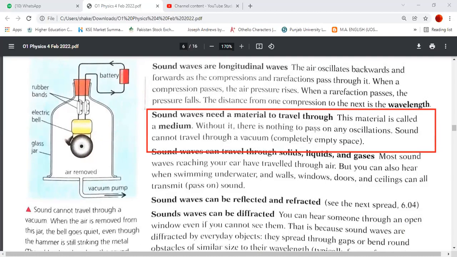Without a medium, there is nothing to pass on any oscillations. These oscillations mean vibrations of the body. If they are unable to travel, they are not going to be converted into sound. So sound cannot travel through a vacuum, completely empty space. Vacuum means completely empty space, when there is no air or anything else.